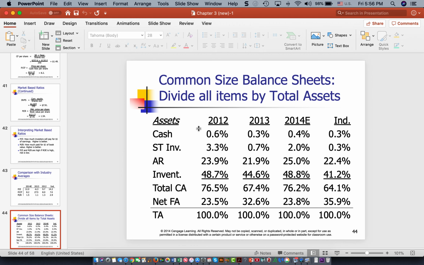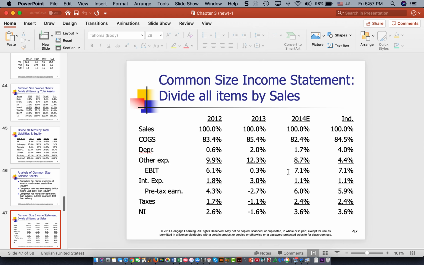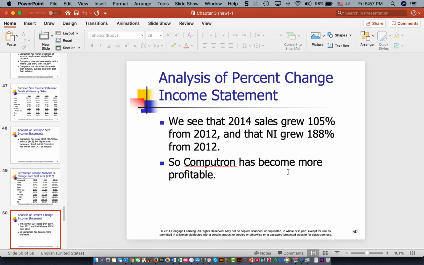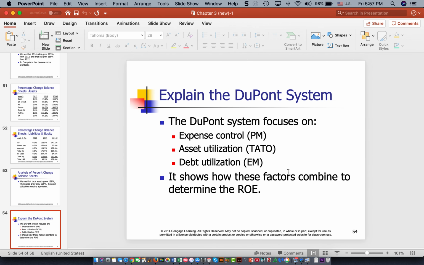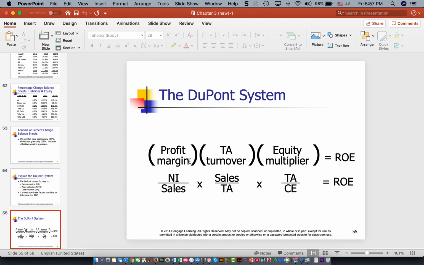For common size, we are not going to emphasize it. It is the percentage of sales method: you increase all the assets and liabilities when sales are forecasted to increase. But one thing I would like you to look at is the DuPont ratio. It says that return on equity is net income over sales, which is profit margin, and net income over equity, this is common equity.